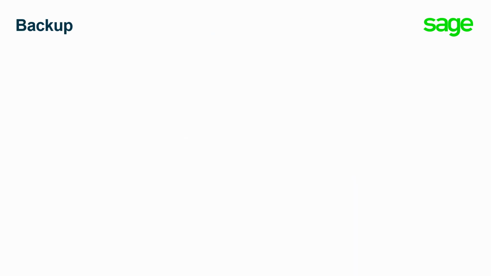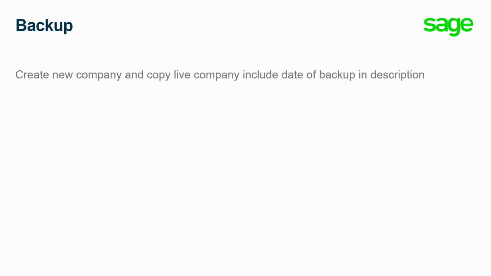Let's look at the different ways that you might back up your company information. You can create a new company and copy the live company. We would recommend including the date of the backup in the description. Or you can have your IT staff back up the full Mas 90 directory and save it each year and label it accordingly. Ideally, your official backup should be stored in a separate location, like on a backup drive or external drive. Some companies even store them off-site.